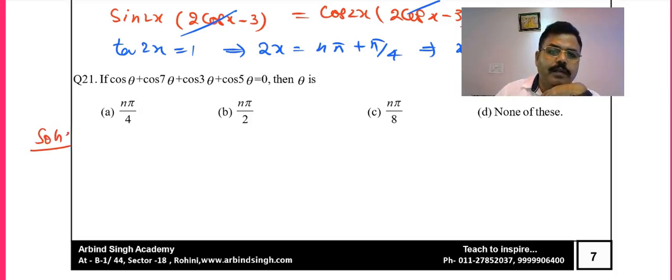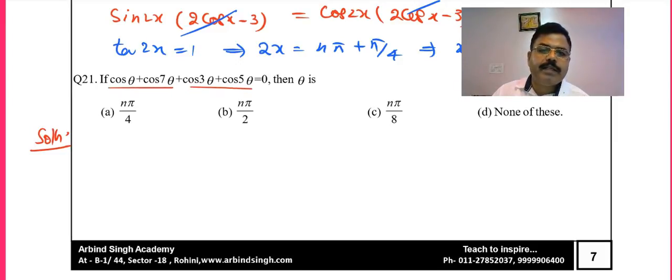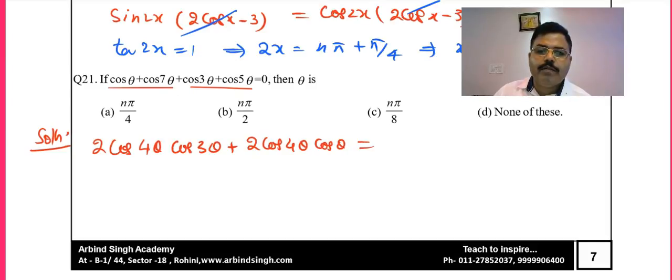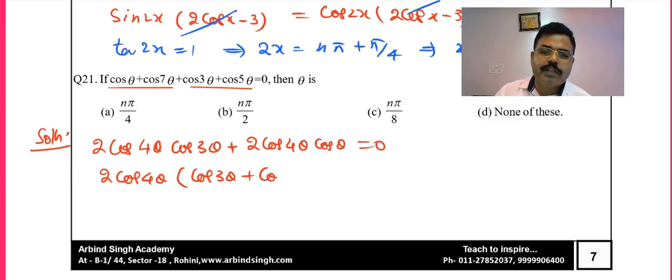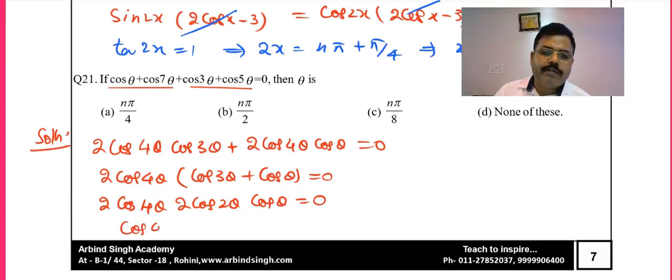Now the next question is question number 21. 5 theta plus 3 theta would be 8 theta, and 7 theta plus theta would be 8 theta. So using the formula, we can write 2 cos of 8 theta by 2, that is 4 theta, into cos 3 theta, plus 2 cos 4 theta into cos theta would be equal to 0. If I take 2 cos 4 theta common, then cos 3 theta plus cos theta is equal to 0, and then it will be 2 cos 4 theta into 2 cos 2 theta into cos theta is equal to 0. So finally cos 4 theta, cos 2 theta, cos theta is equal to 0.